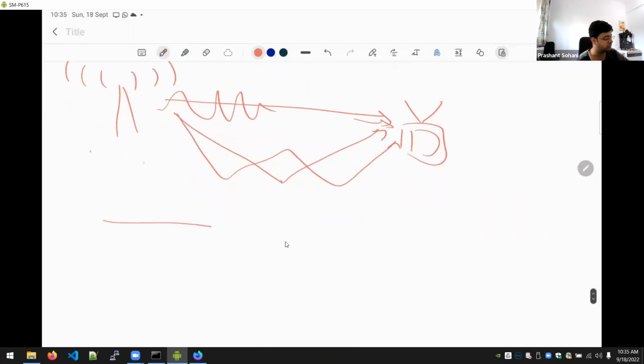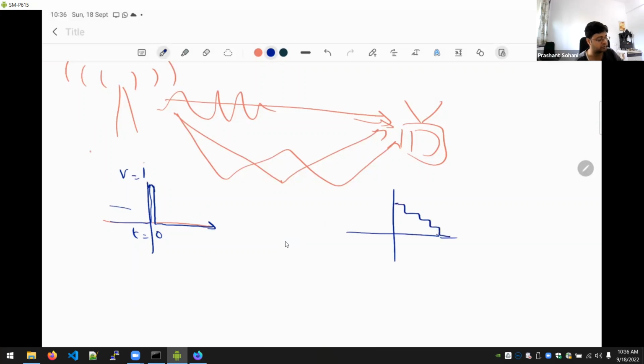So for example, the way we denote this is that, suppose I send just a simple pulse, what is called an impulse. At time t equal to 0, I just send a signal of, let's say, voltage V equal to 1, and nothing before and nothing after. So it's an instantaneous function kind of. If I send this, and through all these multiple bounces, etc., the receiver might receive something like this, just as an example. So when the sender is sending this, the receiver is receiving something like this.